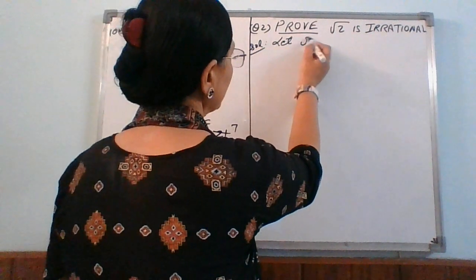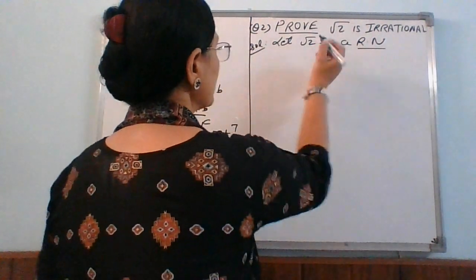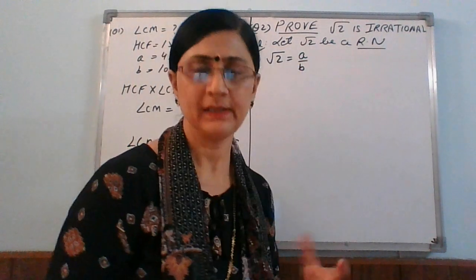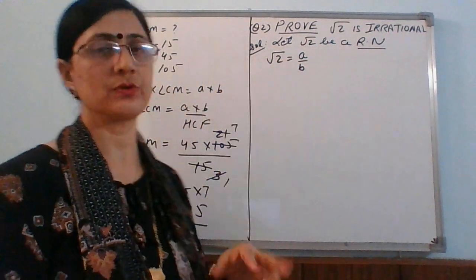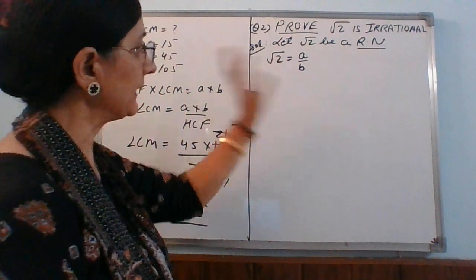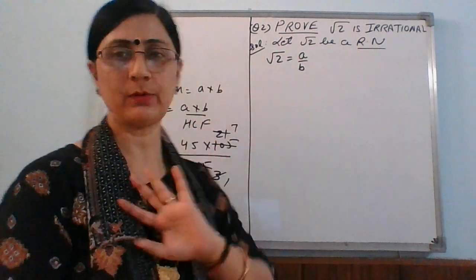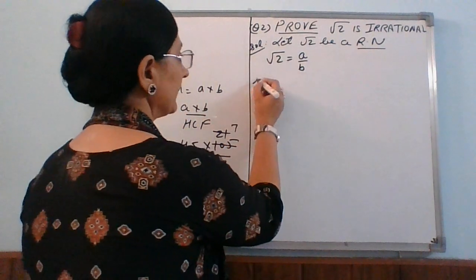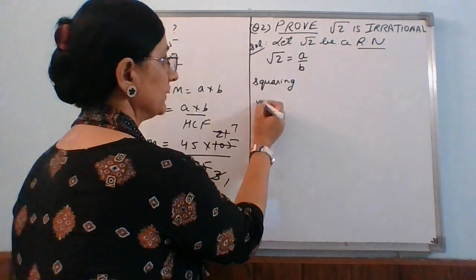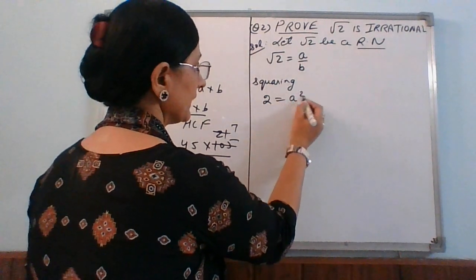Let root 2 be a rational number. So if root 2 is a rational number, it will be of the form p by q. You can use p, q also, a or b also. Alphabets are different, right? So here I am using a upon b. So a by b form में होगा, right? Now squaring करो, squaring both sides obviously. So here root 2 का it will be 2 and here it will be a square by b square.